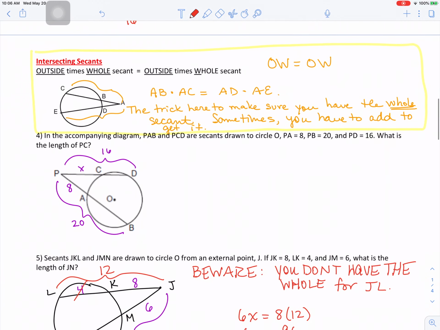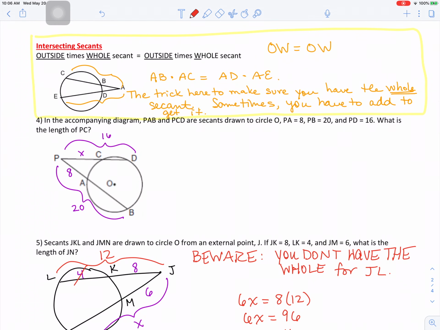Okay, let's go on to another relationship. Intersecting secants. Okay, so secants are line segments that are outside. They touch the circle in two places. So they're outside, they go inside, and sometimes they even continue and go outside again. But they intersect the circle in two places.